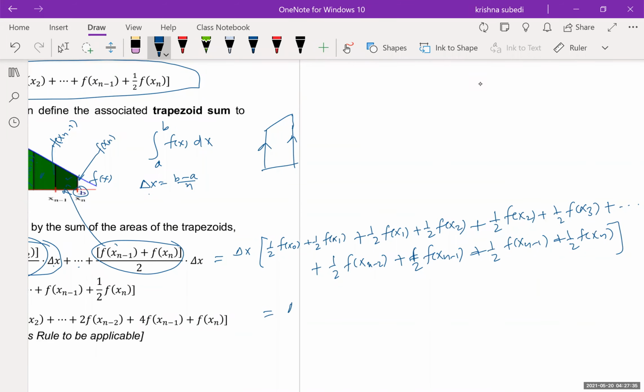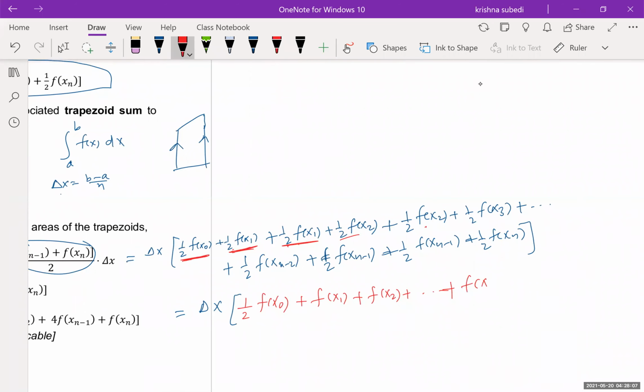Now let us do a little bit of a calculation here. Notice that this half f of x naught, combining like terms, there is no such term, so we just copy that as it is. Plus this one and this one, you see like terms: half f of x1 and half f of x1 will be simply f of x1. Half f of x2 and half f of x2 will be simply f of x2. So it goes all the way up to f of x n minus 1, but the last one is just by itself alone. So this is f of x n. So that is the formula, the area of all the trapezium.